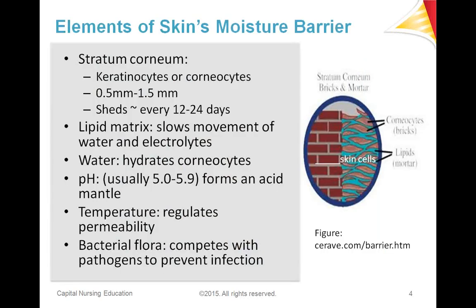When we look at the skin's natural moisture barrier, the moisture barrier of the skin is an essential component of skin integrity, because what it really does is it slows the movement of water from the body's interior and protects the body from excessive absorption of water and solutes from the environment. The moisture barrier consists of proteins that are found in the stratum corneum, or the outer layer of the epidermis. It functions to maintain the delicate balance of transepidermal water loss.